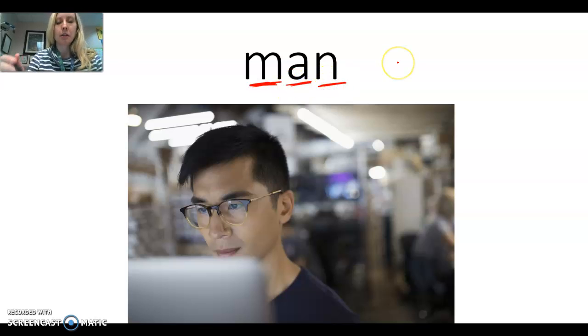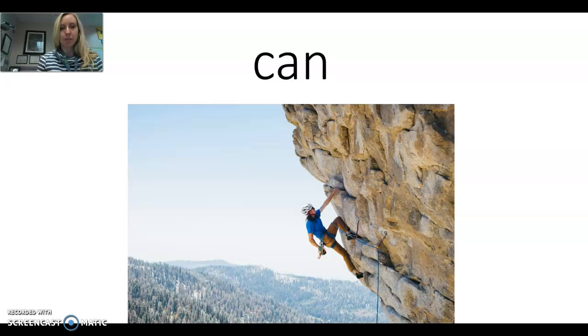Let's look at the word. So you will be learning how to blend these: break it apart first, segment the sounds one by one, and then put it together again to make this word. So our first word is man. This is the next word. This word is can. This man can climb.